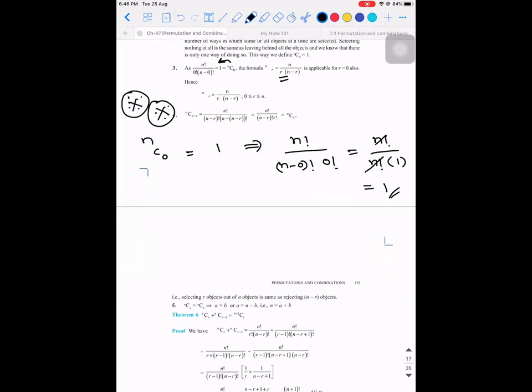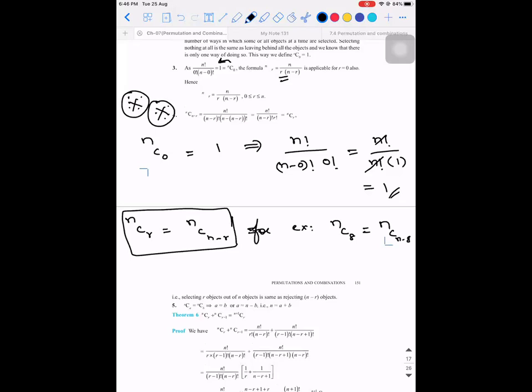So this is over. This is a very, very important condition. Though it is given as a property, you apply it at many places. It is a very, very important property. Make a note of it. NCR is equal to NC(n minus r). NCR is equal to NC(n minus r). For example, NC8 is equal to NC(n minus 8). Or I can take another example. 10C8 is same as 10C, how much? 2. It is 10C2. Means you have to subtract this and this.